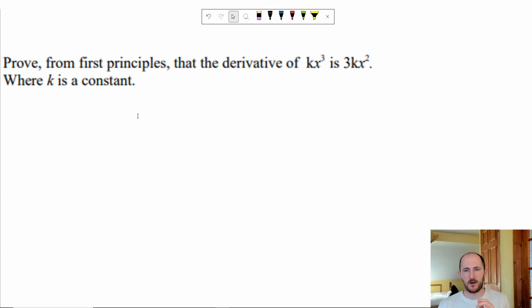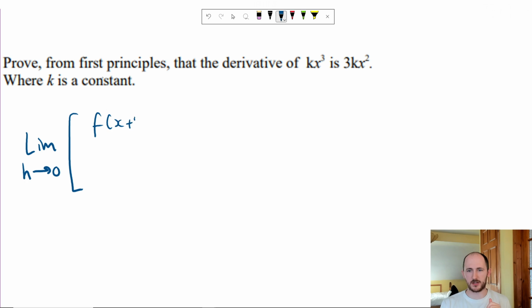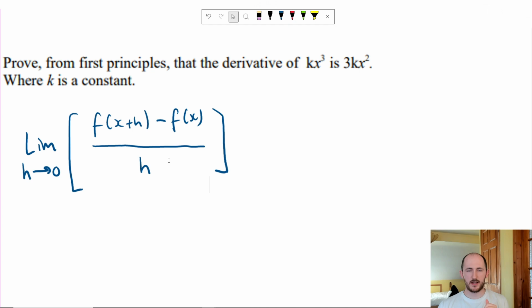And here is how differentiation is labelled. It is considered as the limit as h tends to 0, I'll explain what the limit is in a second, of f of x plus h minus f of x, all over h. So we sub in these values, we simplify it, and then we make h equal to 0.